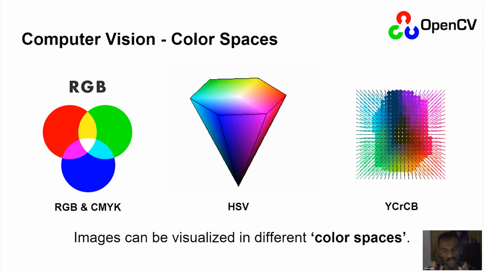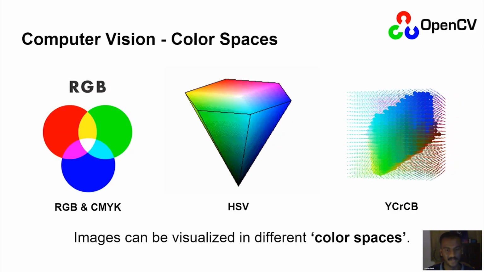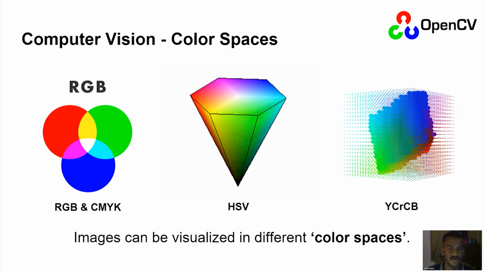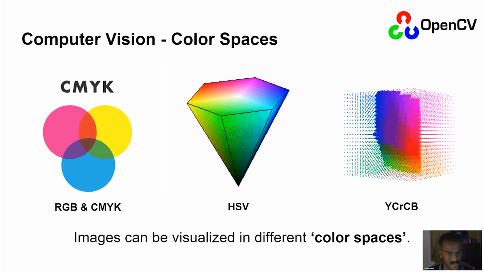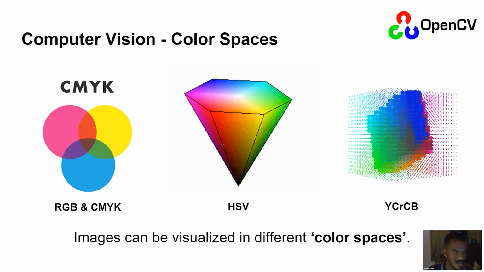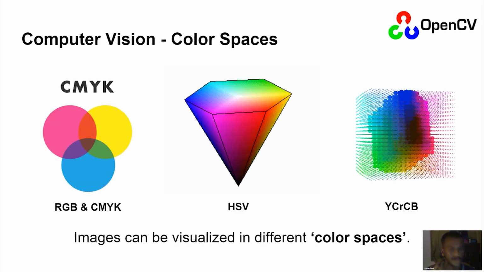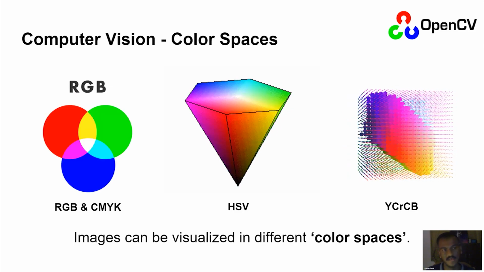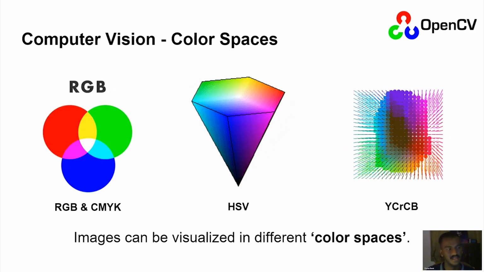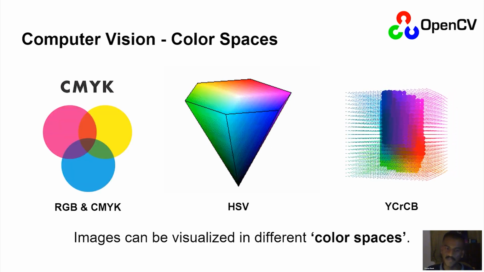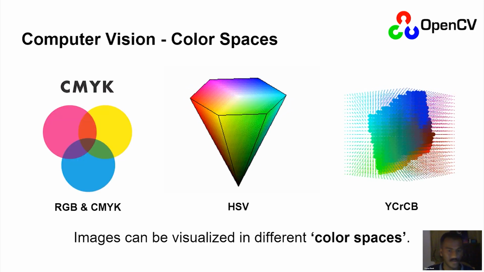All of those professional industry grade printers use CMYK so that the colors are pretty appealing when they come out of the printer. Now HSV is actually used for image segmentation. I'll talk more about image segmentation in the upcoming slides, but basically it helps you segment out different parts or different regions of pixels from an input image.